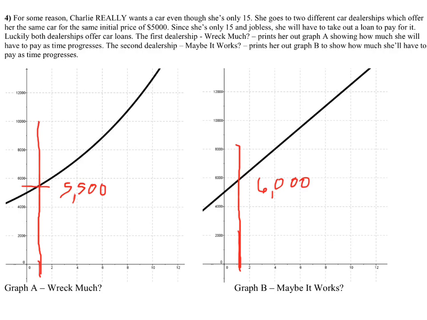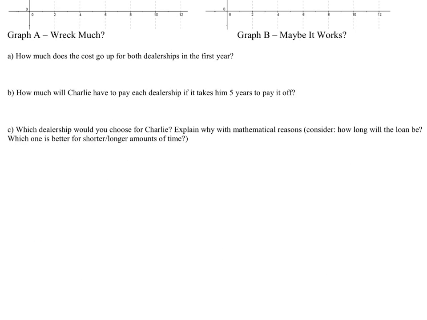Maybe not 5,500. Probably more along the lines of 5,800. That one's definitely a lot closer to 6,000. Let's see. A would be about $800. For company B, you're looking at about $1,000.